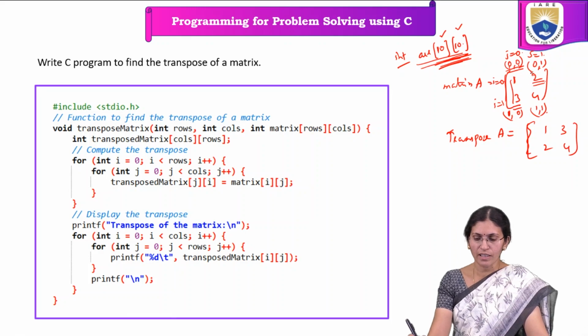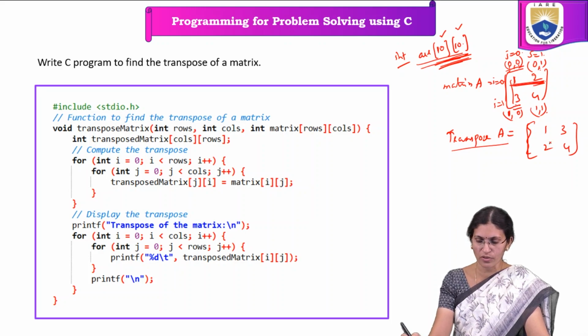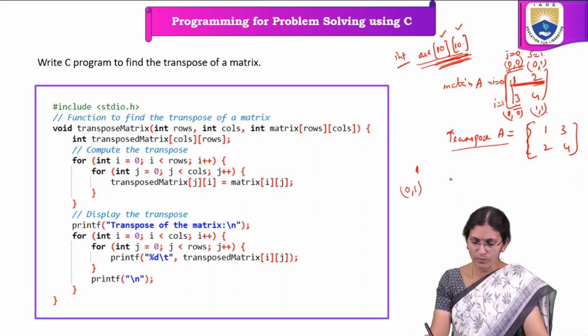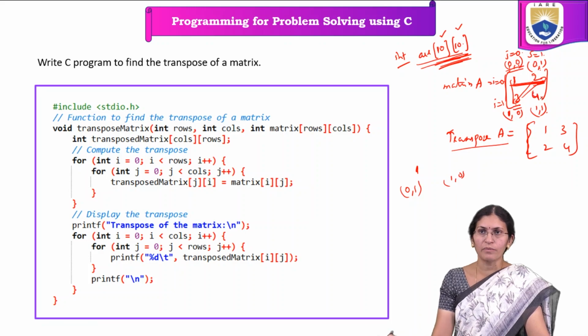With the help of these indices, what we need to do is swap in order to find out the transpose. The values which are there in the rows will be displayed as columns now. So 1 will be written as it is, whereas the element at the 0, 1 location is swapped with the 1, 0 location. That is what we need to do here. So 2 comes here and 3 comes here, and this 4 will remain as it is.